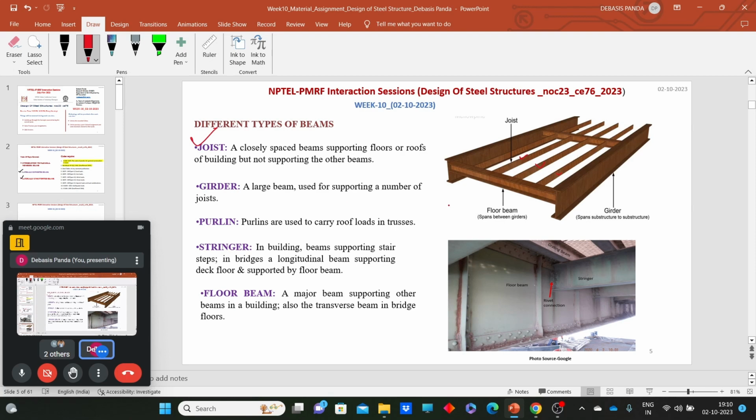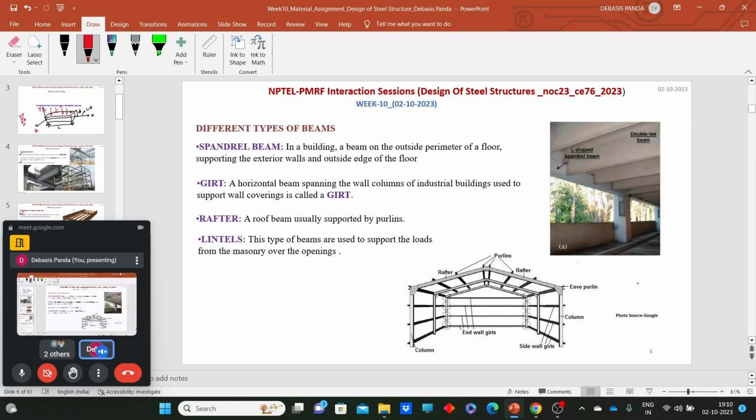Now what is a girder? A girder is a large beam on which the joists are supported. Then the purlin: in a roof truss, that beam we call a purlin. Like we can see in the next diagram, here are the purlins, the longitudinal beams over that truss. One more thing we have in a truss is the rafter, the principal rafter, which we also need to design as a beam.